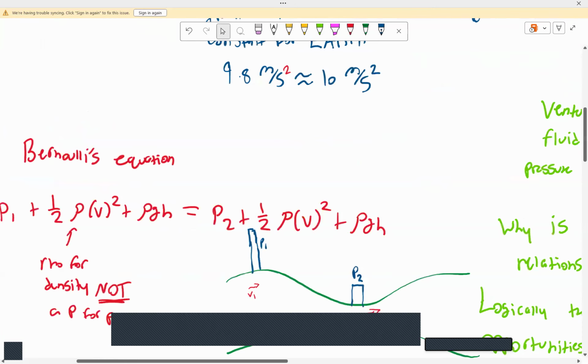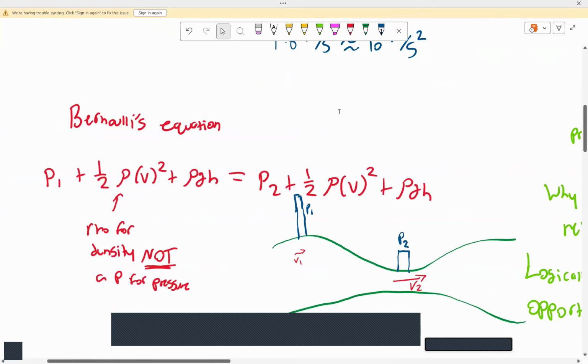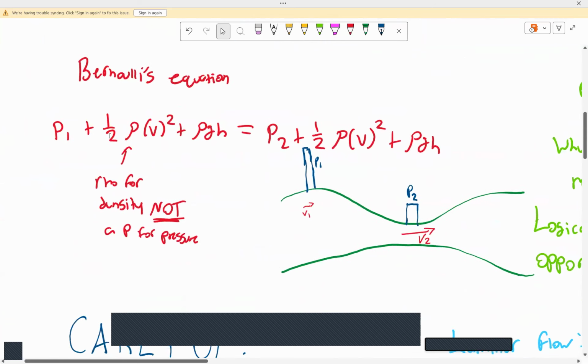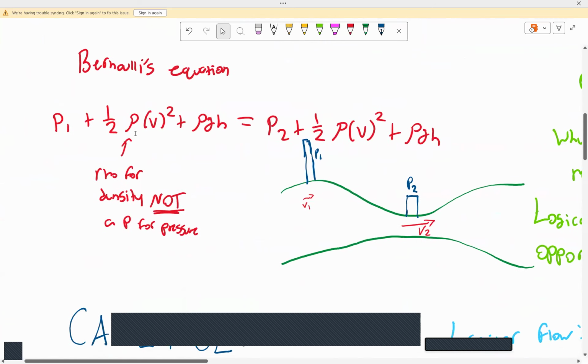And then this all comes together again in fluids, for Bernoulli's equation. Basically, Bernoulli's equation is just rehashing what we've learned. So it's P1 for pressure one plus 1/2 rho, for density, v squared. I kind of just call it P in my head, but it's not a P for pressure. Instead of having mass here, it's density. So this is KE, which I'll write up here.